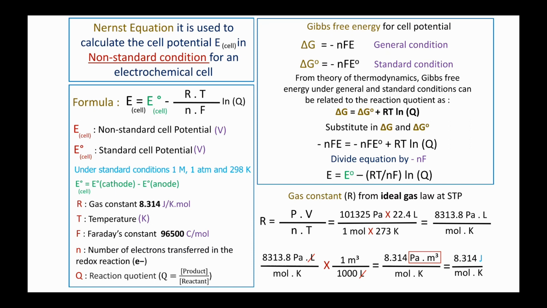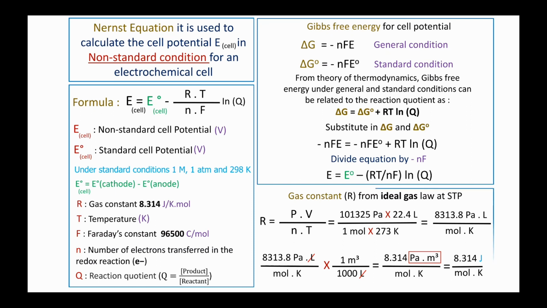The Nernst equation comes from the Gibbs free energy for cell potential. Here we have delta G and delta G naught, in general and standard conditions. By using the theory of thermodynamics, we can combine delta G naught and the reaction quotient Q in one equation. After that, we substitute in delta G and delta G naught, and at the end we divide the whole equation by negative nF to find the Nernst equation.